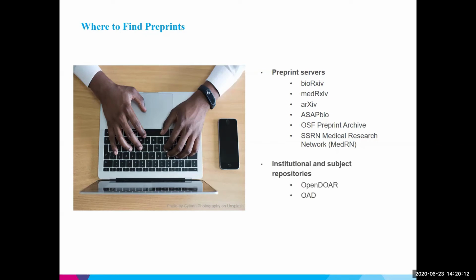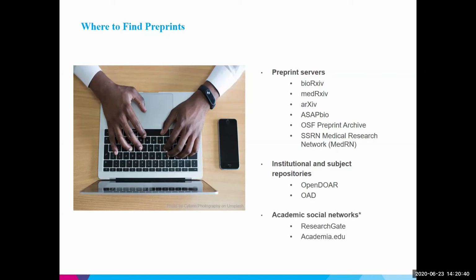There are also institutional and subject repositories. Both Open Door and OAD are directories of different repositories. Open Door is a directory of global open access repositories, and OAD, which stands for the Open Access Directory, has a list of disciplinary specific repositories.